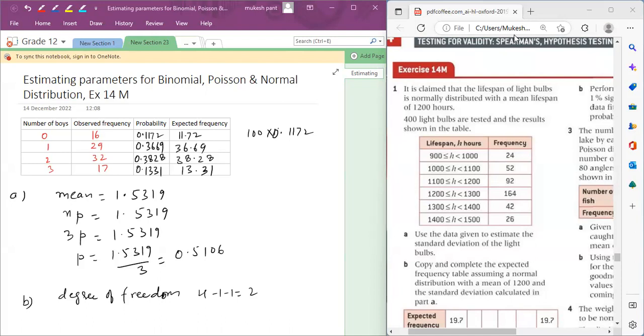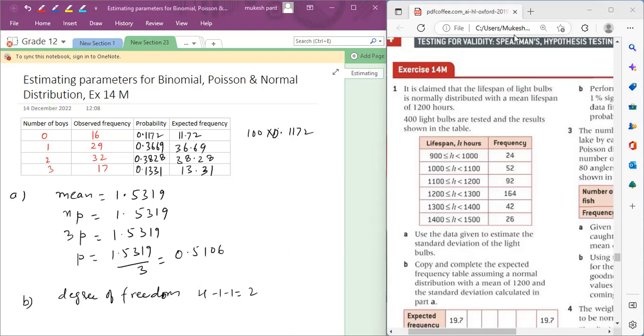Today we have estimating parameters for binomial, Poisson, and normal distribution. If you remember in the previous exercise, we used to do all these testing, or to find out the p-value, whether there is a binomial or Poisson or normal distribution. In that case, the parameters are usually given in the question.